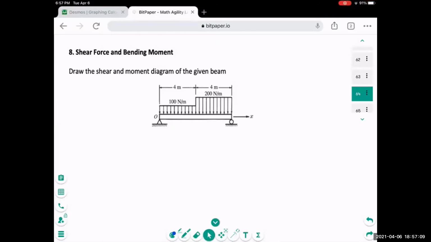So okay, for problem number 8, again, we need to draw the shear and moment diagram with the given beam below. So let me again turn you over to DJ.